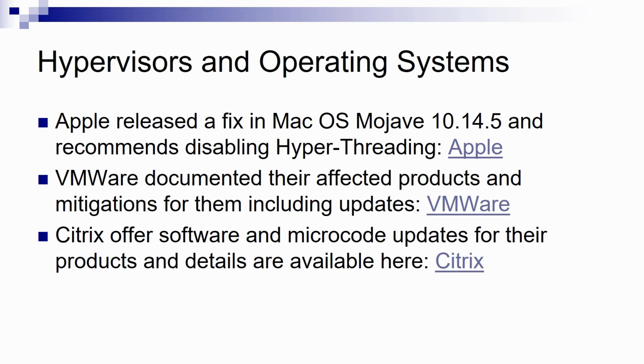As for hypervisors and other OSs, Apple implemented a fix in their newest OS and recommends disabling hyperthreading. VMware and Citrix, of course, moved fast also and delivered updates. Citrix going a little bit further and delivering also microcode updates.